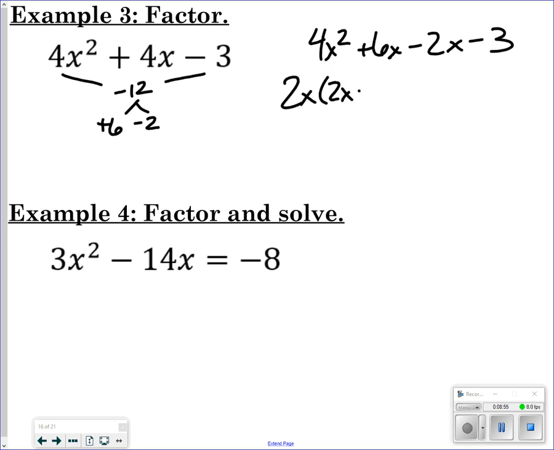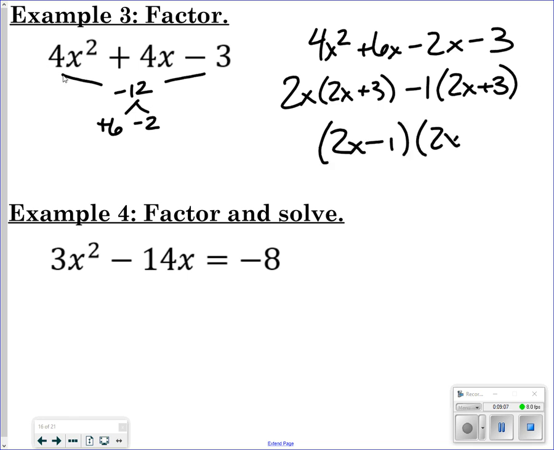Take out the GCF of the first two. Take out the GCF of the next two. And again, anytime you have a negative sign, you have to take the negative out as your GCF. Group what's the same. Excuse me, group the GCF and keep what's the same.